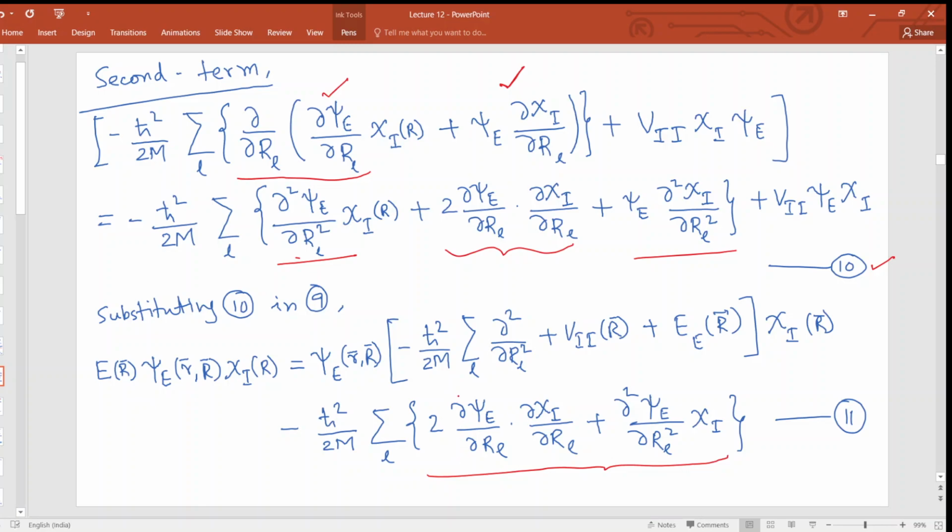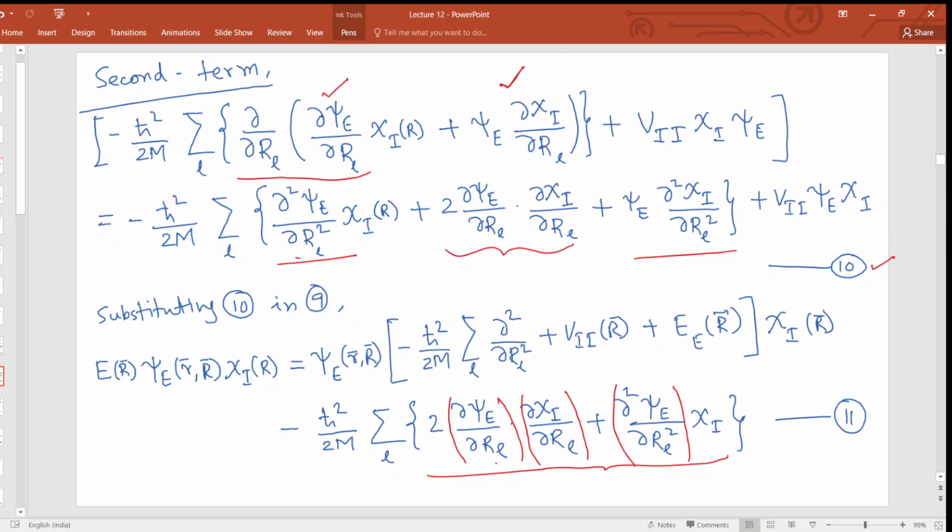Yes, sir. Okay, so you see in this term we have basically quantities, del psi / del RL times del chi I / del RL. And then in the second term we have del 2 psi / del RL square. So you see del psi E / del RL. What is psi E? This is the electronic wave function, right? Or the valence electron, to be specific. And what is RL? RL is basically the ionic coordinate.